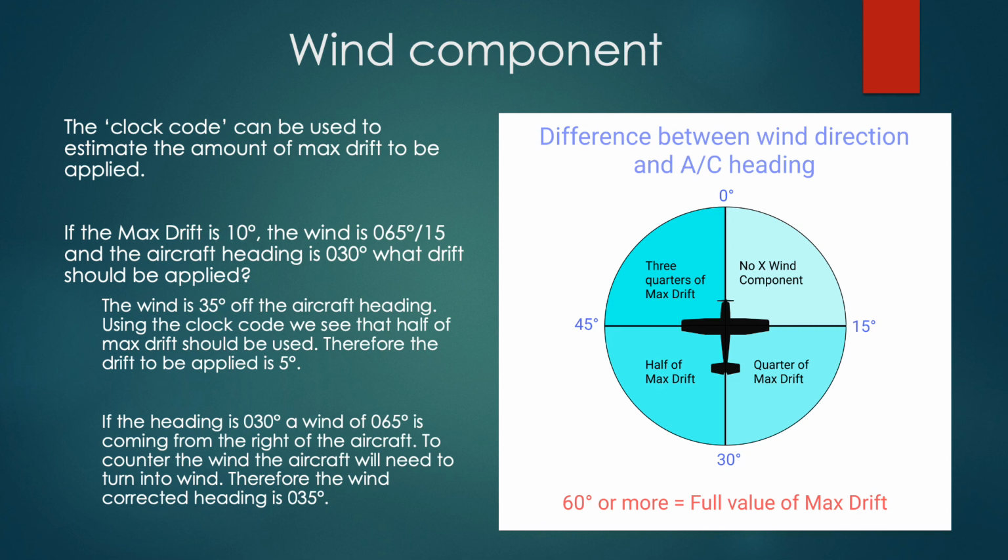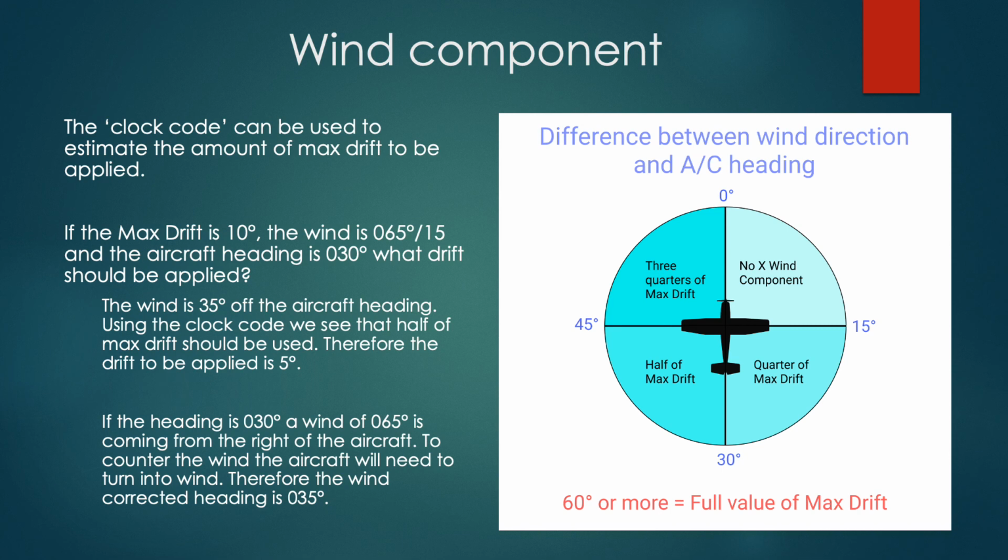And we can use the clock code, which goes in a clockwise direction, and depending on the difference between where the nose is and where the wind's coming from, will tell us how much of that maximum drift we're going to use. Okay, so between 0 and 15 degrees, we don't use any max drift. Between 15 and 30, we use a quarter of the max drift, so it will be either 2 or 3 degrees. Between 30 and 45, we use half the max drift, so 5 degrees. Between 45 and 60, we're going to use 3/4, or if that angle is greater than 60 degrees, we're going to use the full value of maximum drift.